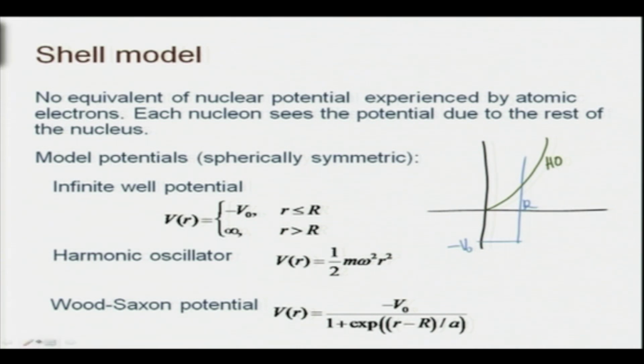So, it will look something like this. It goes to zero around r equal to R, where it should have been. So, this is the Woods-Saxon potential.